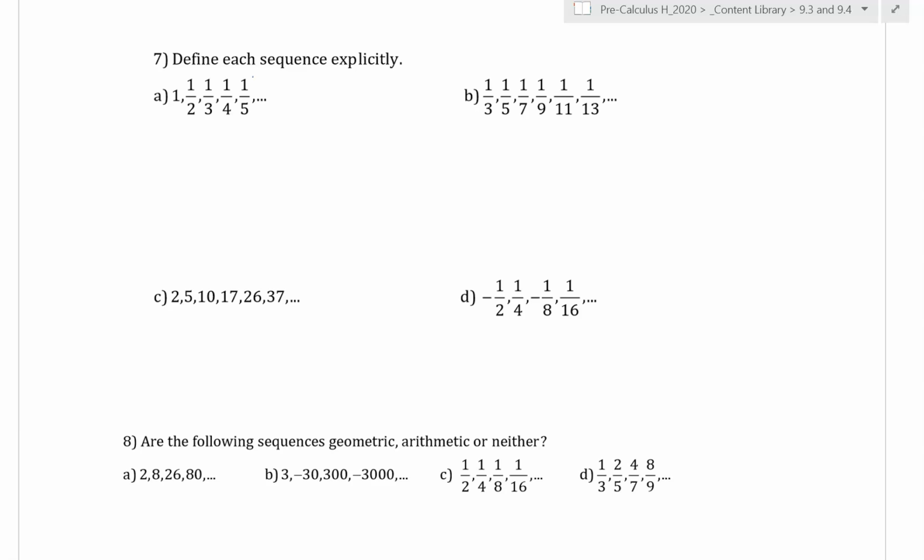Go ahead and pause the video. Describe the nth term, please. So if I had to find an explicit rule, I think the first thing I would do is try and decide if it was arithmetic or geometric, because notice I had some formulas that I could use.